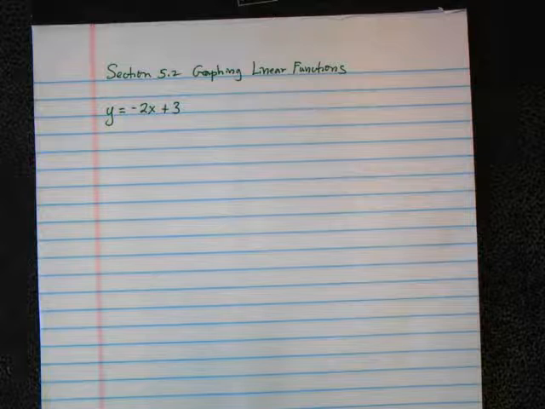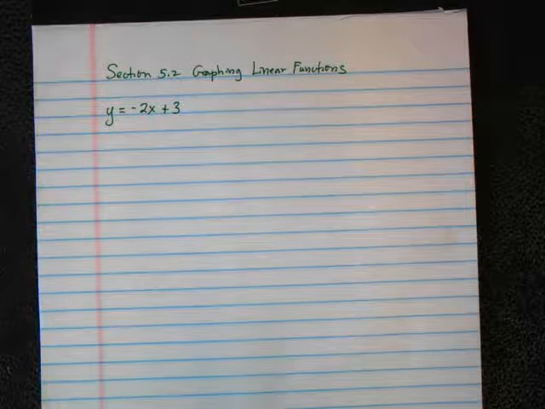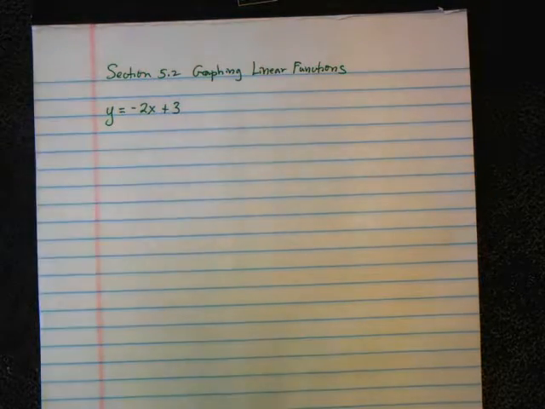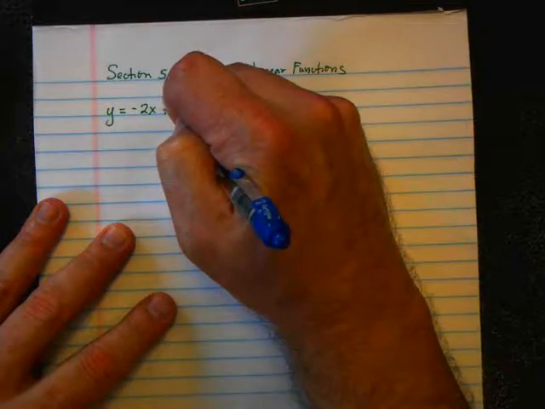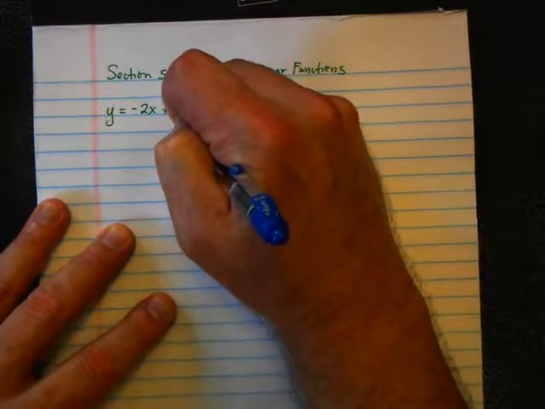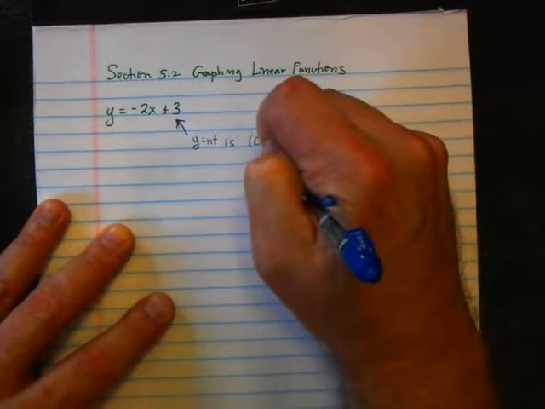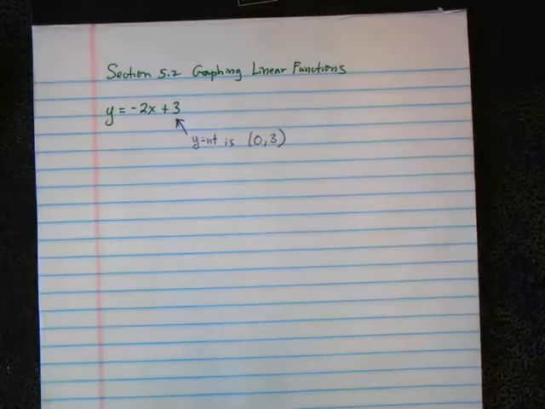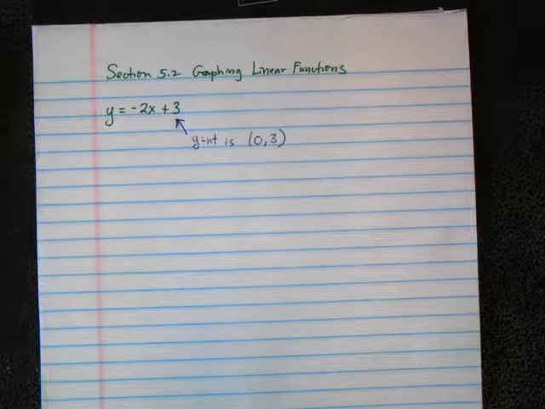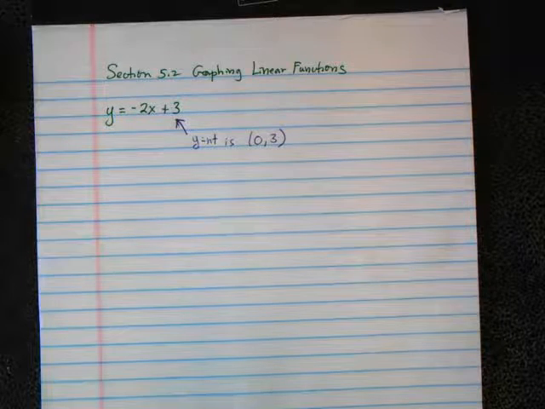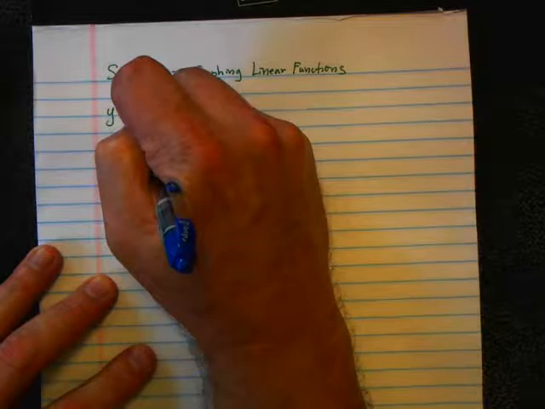Why do you start at positive 3 on the y-axis? In previous classes, I'm guessing you did this in Math 1230, you learned that this number right here gives you the y-intercept. So that value right there gives you the y-intercept. The y-intercept is (0, 3). And then what's that number negative 2 called? That's the slope.